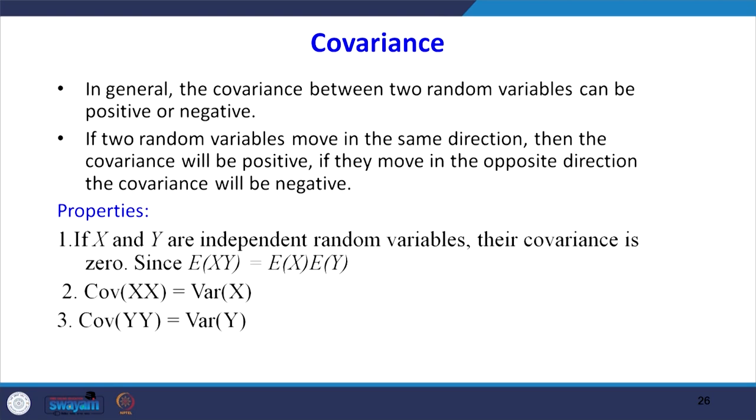Properties of covariance. If X and Y are independent random variables, their covariance is 0, since E of XY equals E of X times E of Y. If they are independent, there will not be any covariance. Covariance of X with X is variance of X, similarly covariance of Y with Y is simply variance of Y.